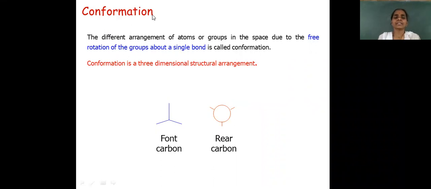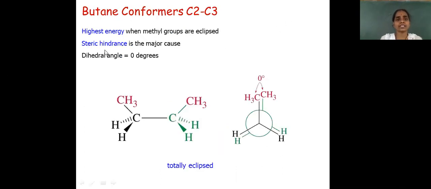Now we will see conformation. So what is the actual definition for a conformation? Conformation is nothing but the different arrangement of atoms or groups in space due to the free rotation, just as we discussed in the Newman projection, where the first carbon is fixed and there is a free rotation in the second carbon. Such arrangements of atoms in such compounds are called conformations, and this is mainly seen in a three-dimensional structure, based on the given three-dimensional arrangement of atoms in a given structure.